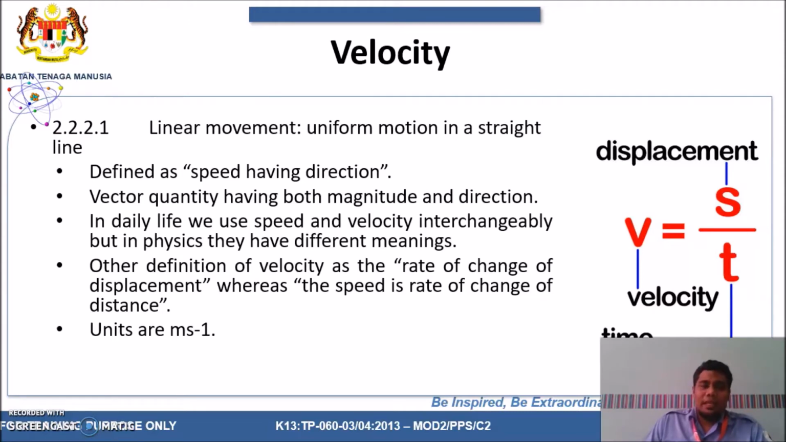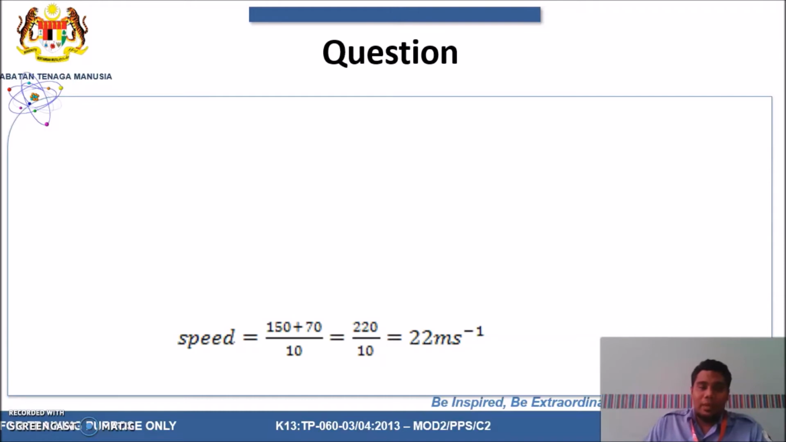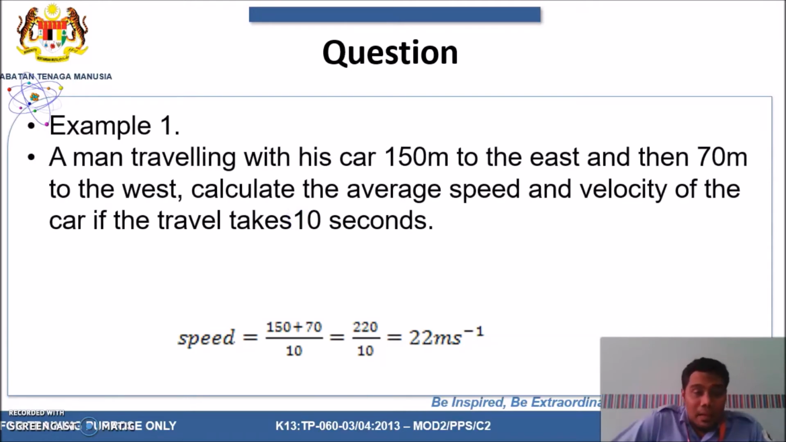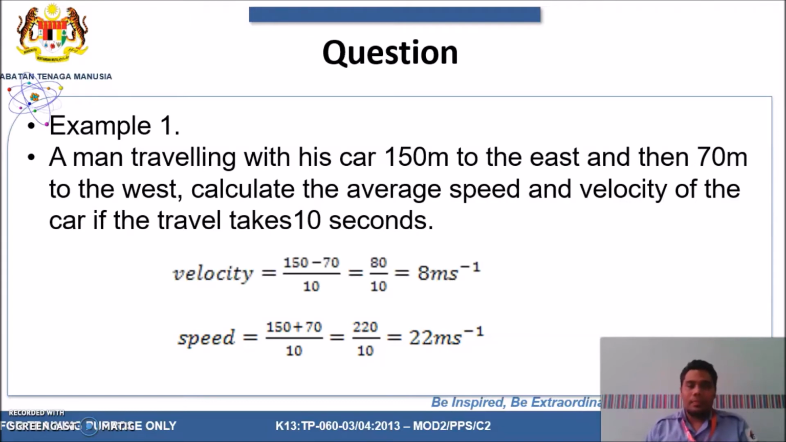Okay, the last quantity physics we'll study in kinematic. Oh, before that, we go to a question. An example, a man traveling with car. His car goes 150 meter to the east and then 70 meter to the west. First dia pergi east, dia pergi timur dulu, 150 meter and then to the west 70 meter. Calculate the average speed and velocity of the car if the travel takes 10 seconds.